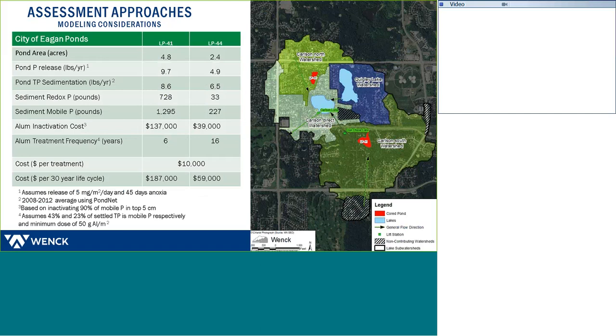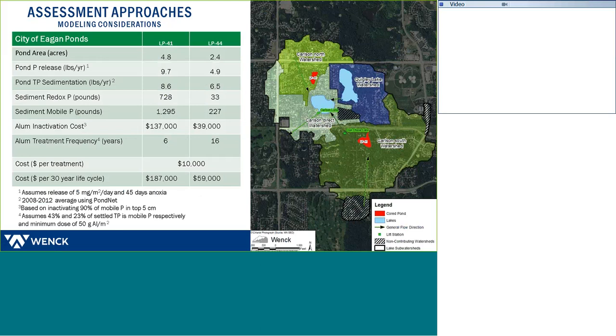Can we use this in ponds? If we take those 2 pond examples that we did before, LP 44 and 41, what you can say is, what would it take for the initial alum inactivation cost? And that's to take the top 5 centimeters, bind it on aluminum so that it can't ever be released. So it's 137,000, 39,000 respectively.